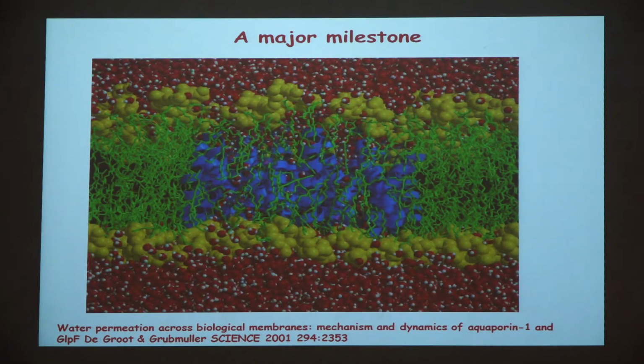What does having good statistics mean? Good statistics means that if you want to study a particular motion, then you should see a few occurrences of that motion, right? You may need 10 or 12 different occurrences of that motion, okay? And that is what they managed to do at that time. They realized that we can do multiple nanosecond simulations, okay? At that time, believe me, it was a big deal.